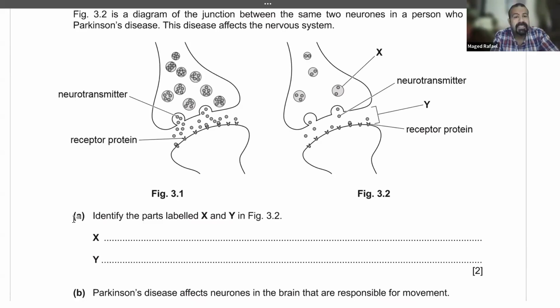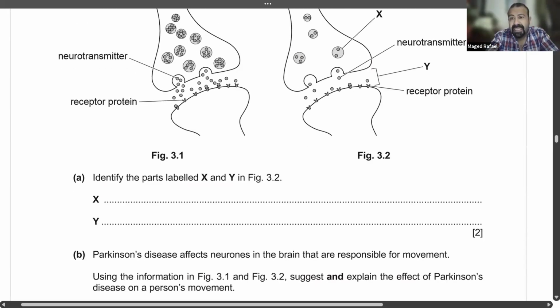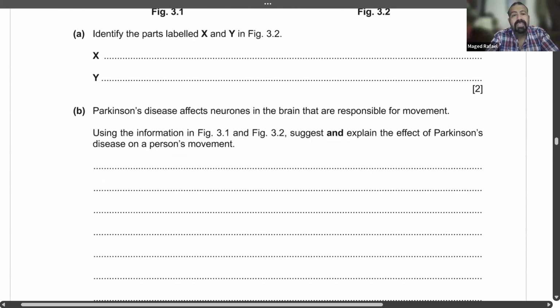Identify the parts labeled X and Y. What's X? X is a vesicle, and what's Y? Synaptic gap. Yeah, synaptic gap or the synapse. So X is the vesicle and Y is the synaptic gap. Let's go to the question.